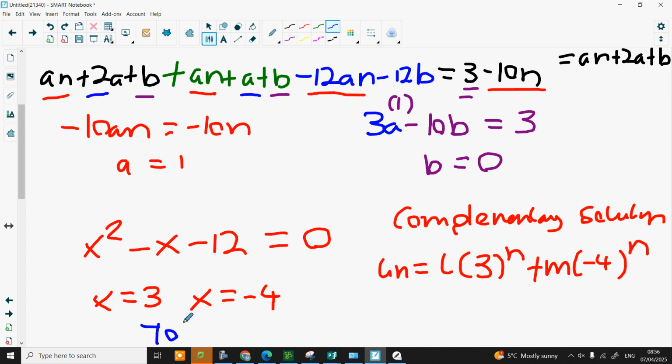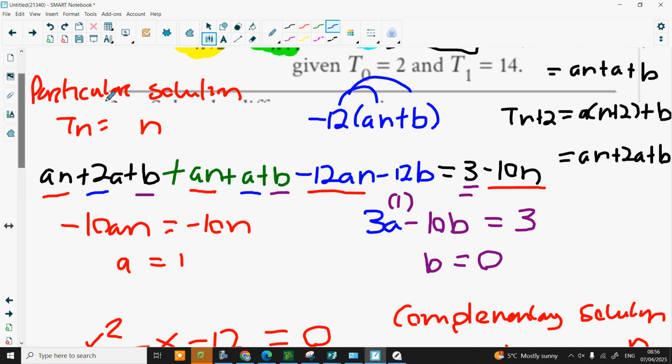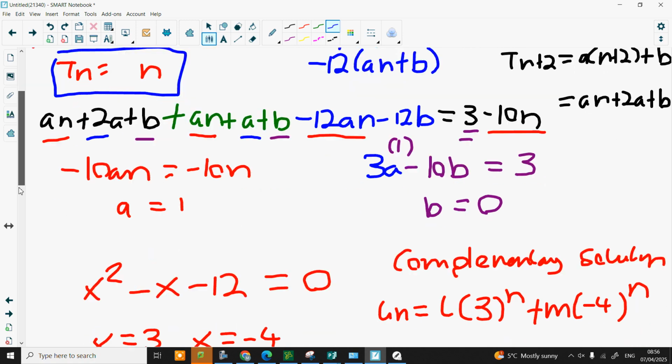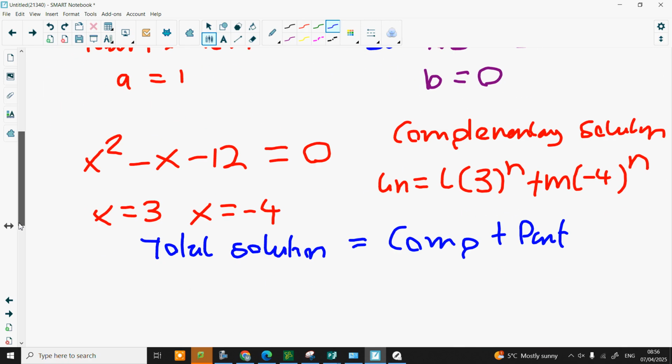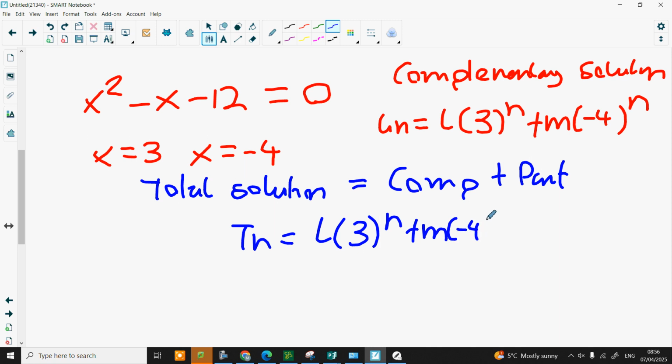Okay. Now I'm after what we call the total solution. What is the total solution again? It's your complementary plus your particular. Where's my particular again? It's just n, isn't it? My particular solution is n. My complementary solution is up here. So what we're going to say? L times 3 to the power of n plus M times minus 4 to the power of n plus your particular, which is just n.